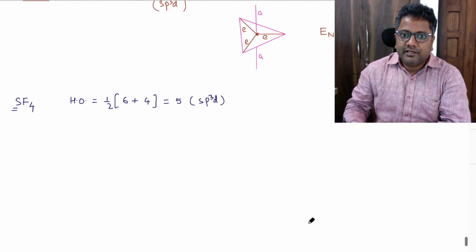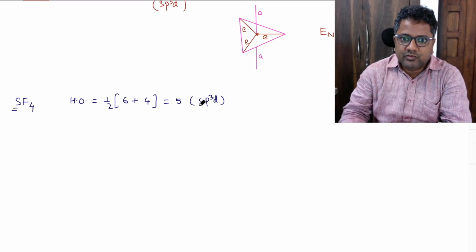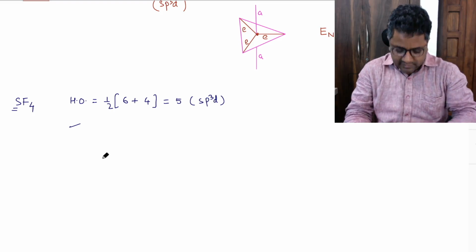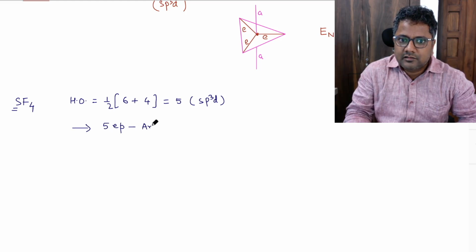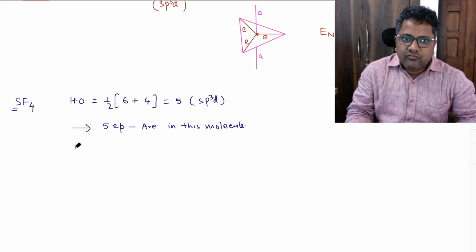Now see, how many bond pairs are there? So 5 hybrid orbitals means a total of 5 electron pairs are there in this molecule, right? 4 of them are bond pairs, and 1 is a lone pair, right?